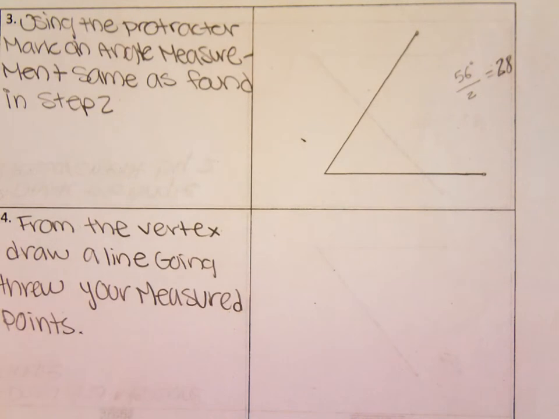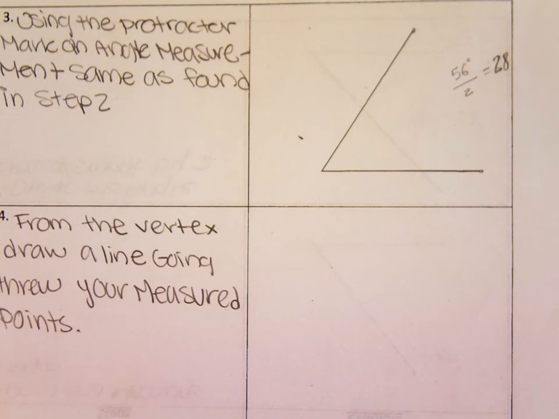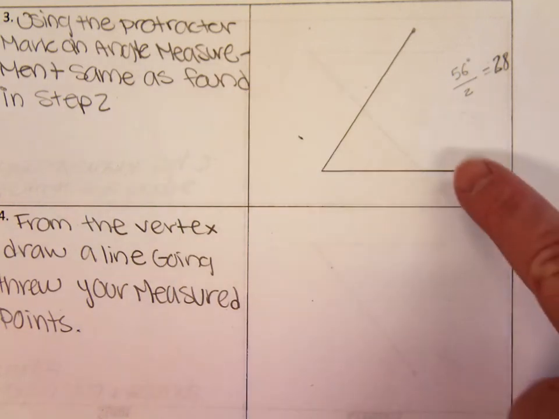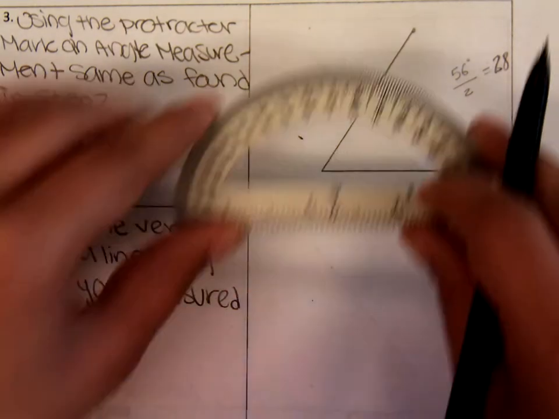Step 3. From the vertex, draw a line going through. Step 3, I just read that one. I read, and you read it, but you haven't done it yet. My bad. Okay. So once again, step 3 is using the protractor, mark an angle measurement, same as found in step 2. I'm just going to mark the angle.